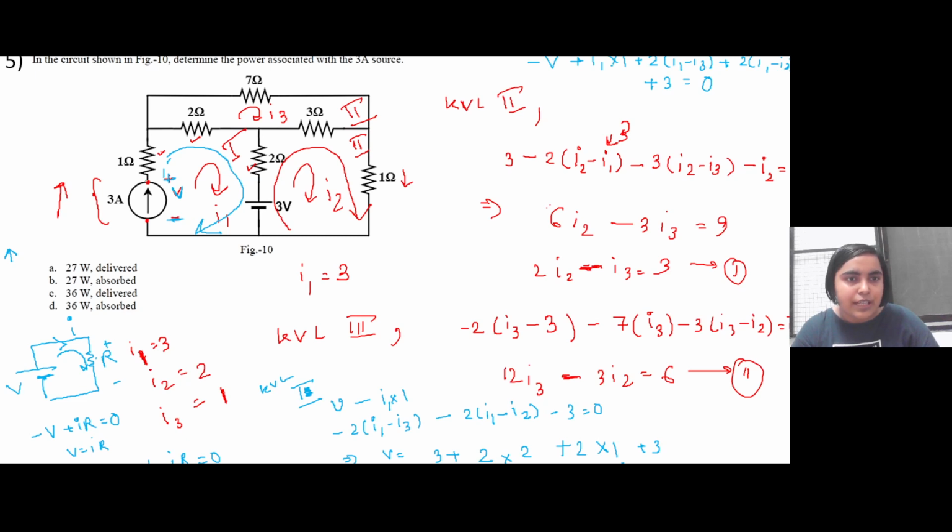So the voltage across this particular current source is 12 volt, and the current source is giving out 3 ampere. So 3 into 12, 36 watt. Now is it delivering power or absorbing power? The current is coming out of the positive side. So the voltage drop is positive this side and negative this side, and current is coming out of the positive side. So it is delivering power. So the correct option is option C.